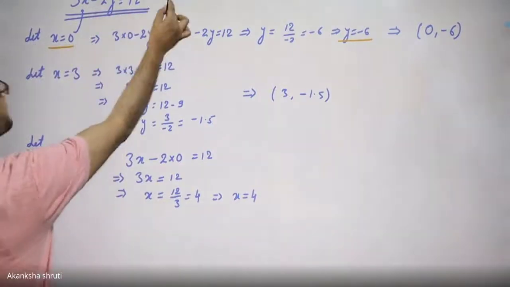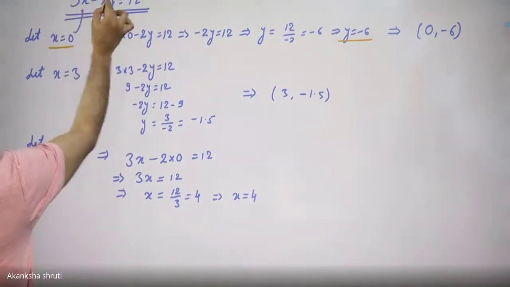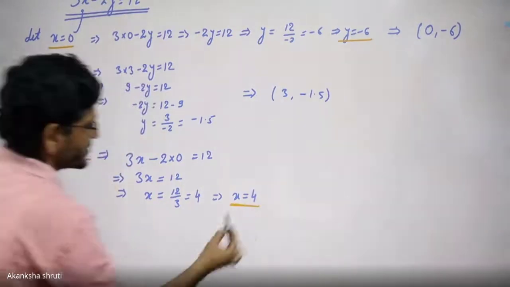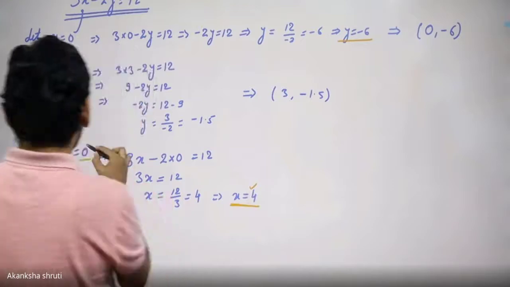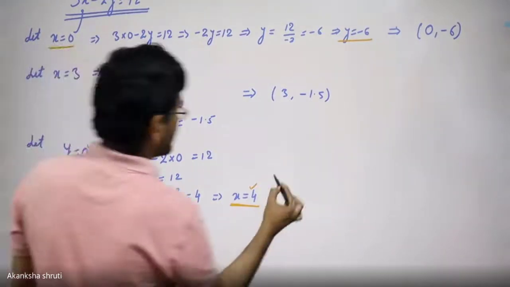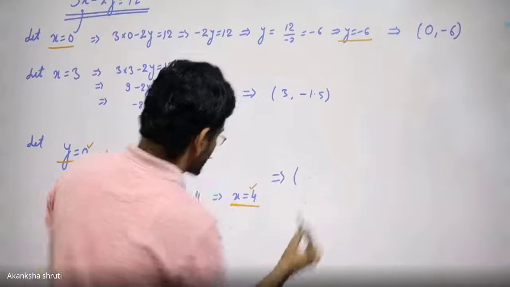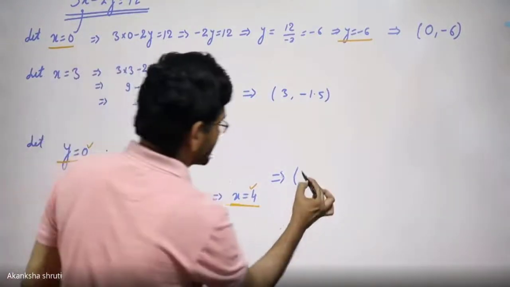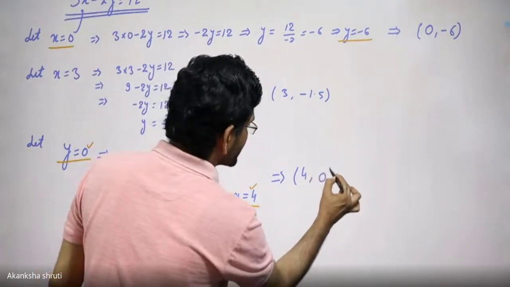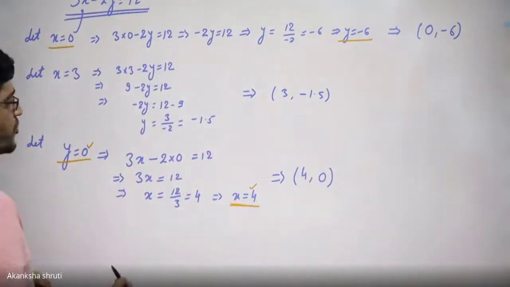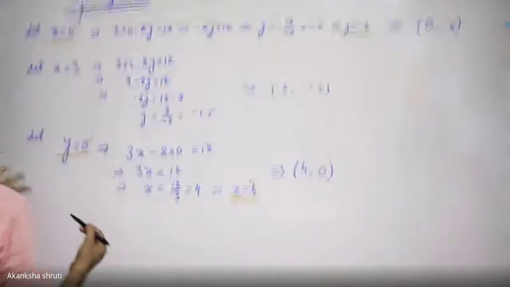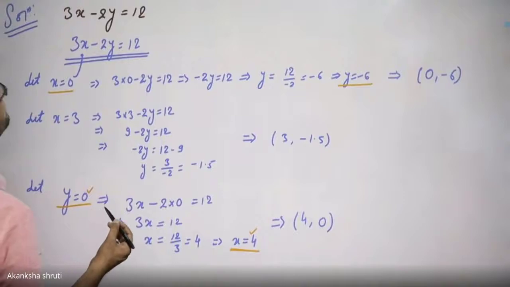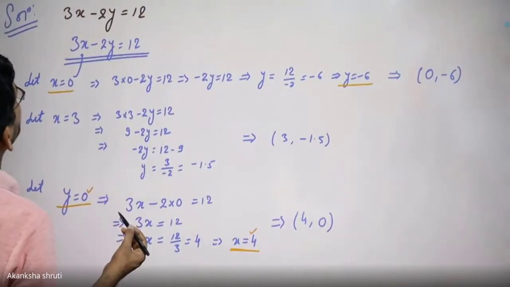Now we have to write it in pair form. In pair form, first we need to write x, then y. So first we write the 4, then the 0. Though we calculated x here, we first need to write x. So the solution is (4, 0). Students, we may choose a few more y values or you may leave it. Let us take y = 3.